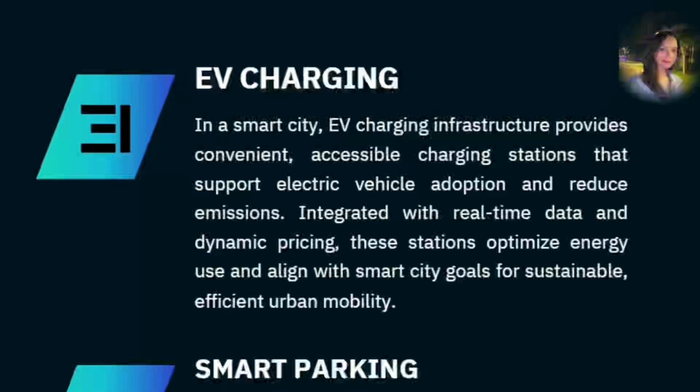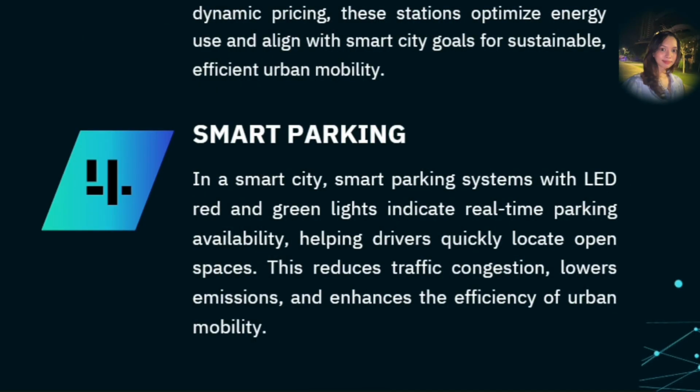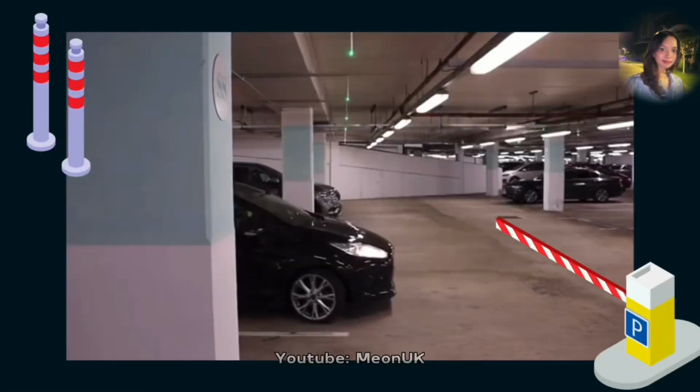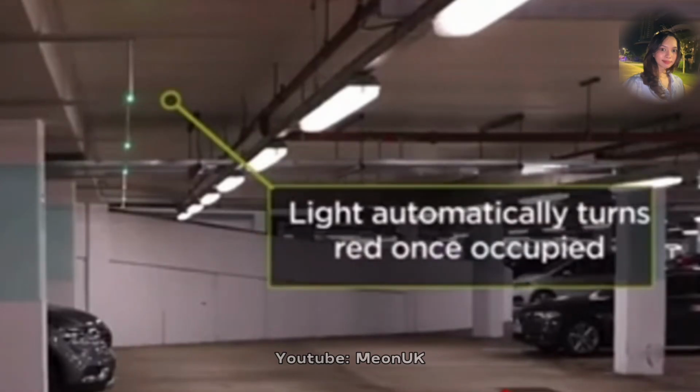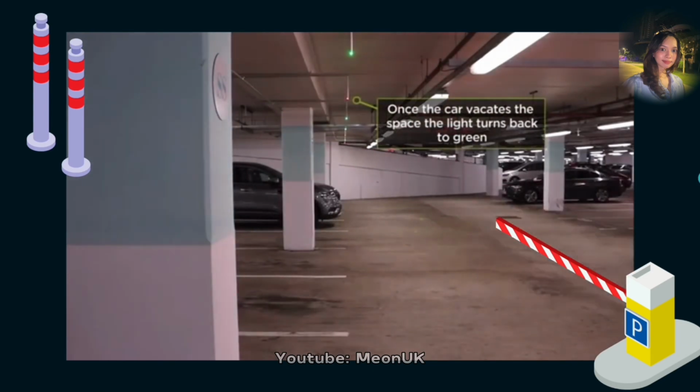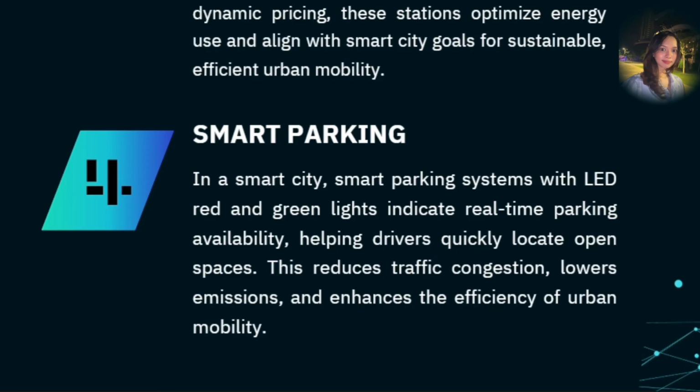And lastly, we include smart parking. In a smart city, smart parking systems with LED red and green lights indicate real-time parking availability, helping drivers quickly locate open spaces. This reduces traffic congestion, lowers emission, and enhances efficiency of urban mobility.